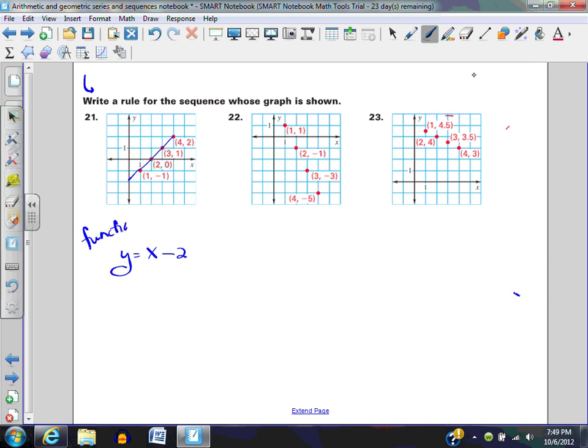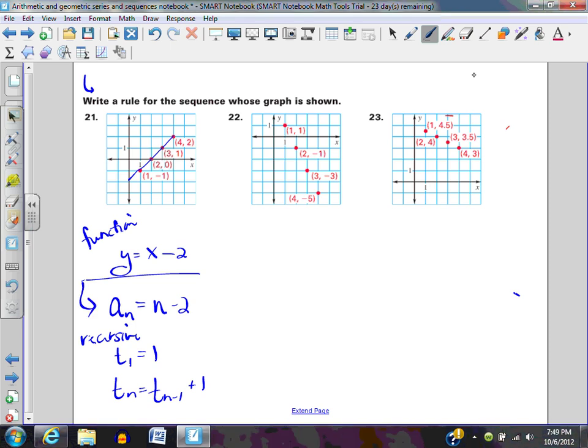But remember, this is function form. They may ask you to put it in a sub n form, which is a of n is equal to n minus 2, not a big deal. Or if they put it recursive, that would be term at the first position is equal to 1, and t of n is equal to t of n minus 1 plus 1, because they're adding 1 each time. So here's my recursive, here's my function. I can't remember what this is called. Is that explicit? I can't remember. All right, let's move on because we're timed.